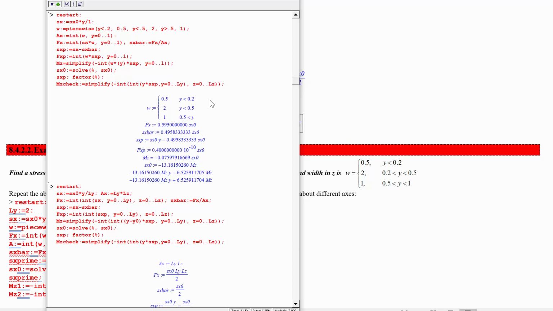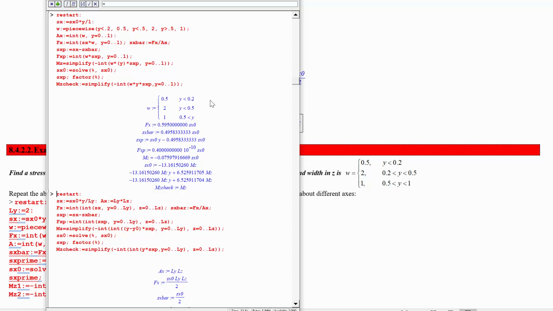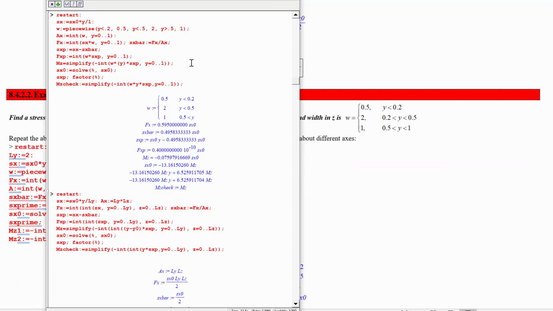And maybe check it. So let's integrate over the whole surface now. Width times y, from y is 0 to 1. And we get, indeed, the moment back. So this process that we've done a couple times now is all right.